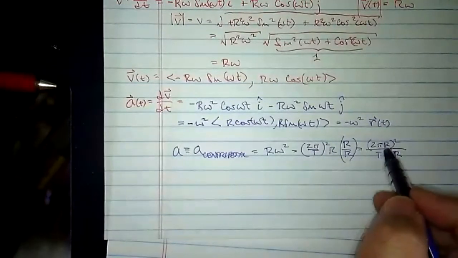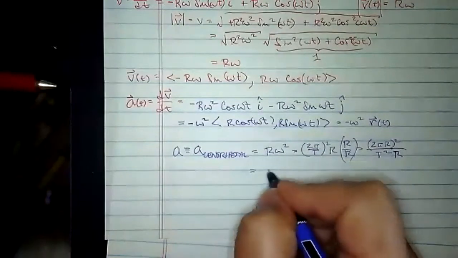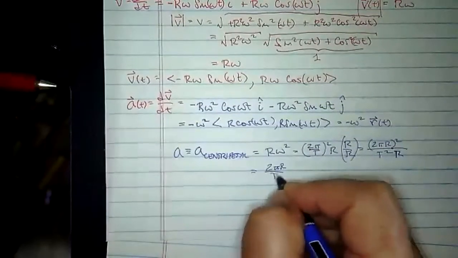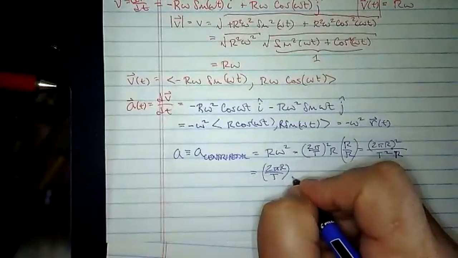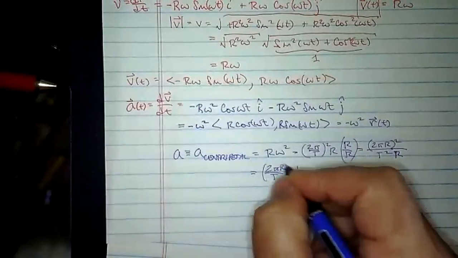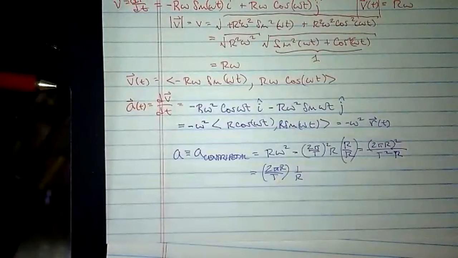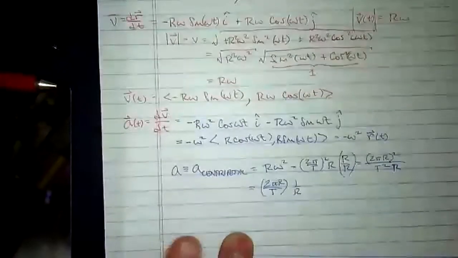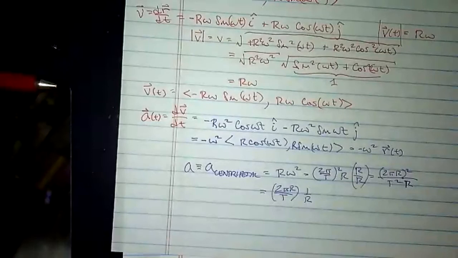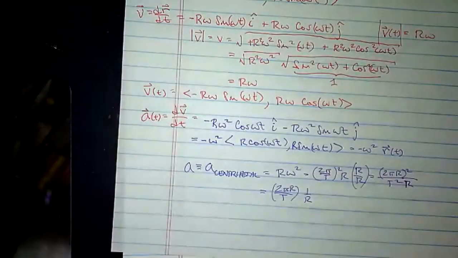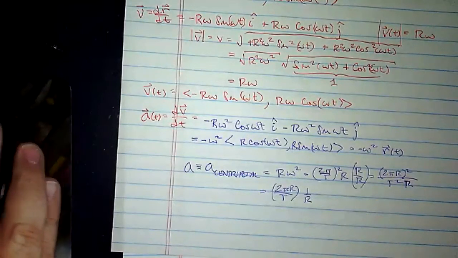Does anybody recognize what 2 pi r is? Let's write it this way: 2 pi r over T times 1 over r. Does anybody recognize what 2 pi r is for the circle? Circumference. Come on, y'all know what 2 pi r is regarding a circle? Circumference. Anybody here?